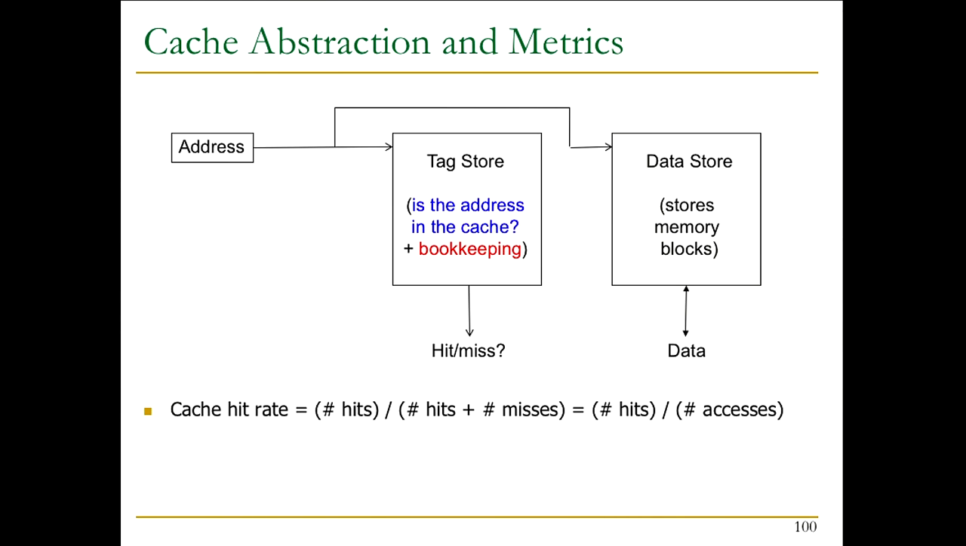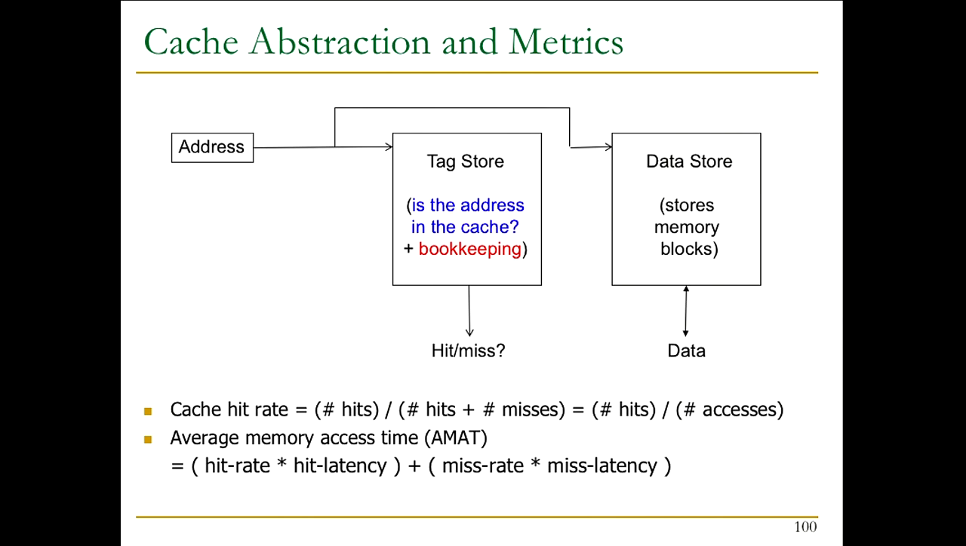This is the cache hit rate: number of hits divided by number of hits plus misses, or number of hits divided by number of accesses. And average memory access time is a metric that people use to calculate cache efficiency, effectiveness. It is hit rate times hit latency plus miss rate times miss latency. Nothing magic here. But can reducing AMAT reduce performance? That's one aside we'll talk about. Does anybody have an idea about this? If you reduce the average memory access time, can it ever reduce performance?